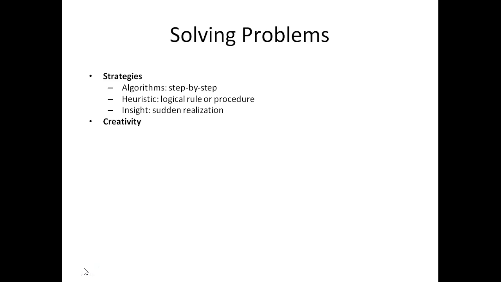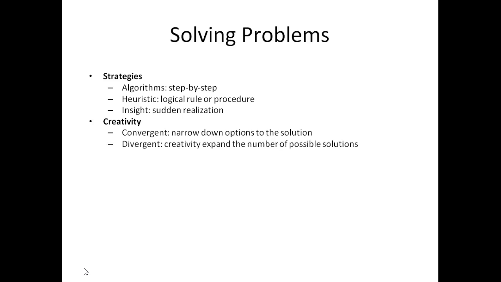This is where creativity also plays a role. When you're trying to solve problems, the more creative you are, the more options you have. And there's 2 types of creativity that we focus on. The first is convergent, and this is when you narrow down options to finally arrive at a solution. So you might say, no, that wouldn't work. No, this wouldn't work. Oh, this one would work.